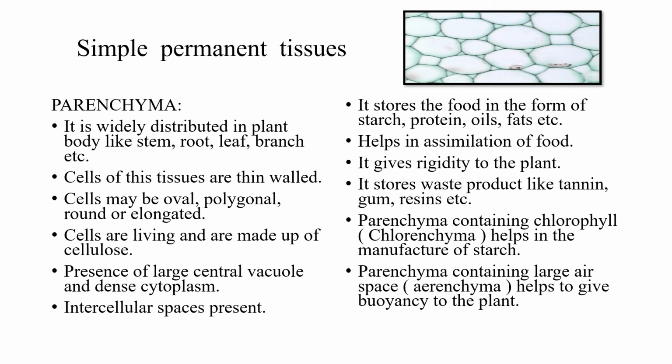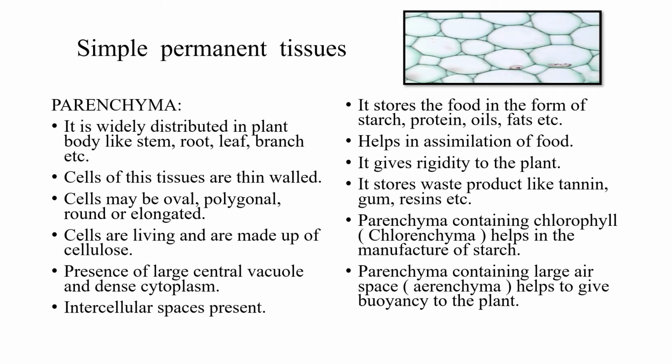Then it has a large vacuole and also dense cytoplasm. Then intercellular space is also present. Its main function is to store food in the form of starch, protein, oil, fat, etc. It helps in assimilation of food. It gives rigidity to the plant and also stores waste products like tannin, gum, resin, etc.